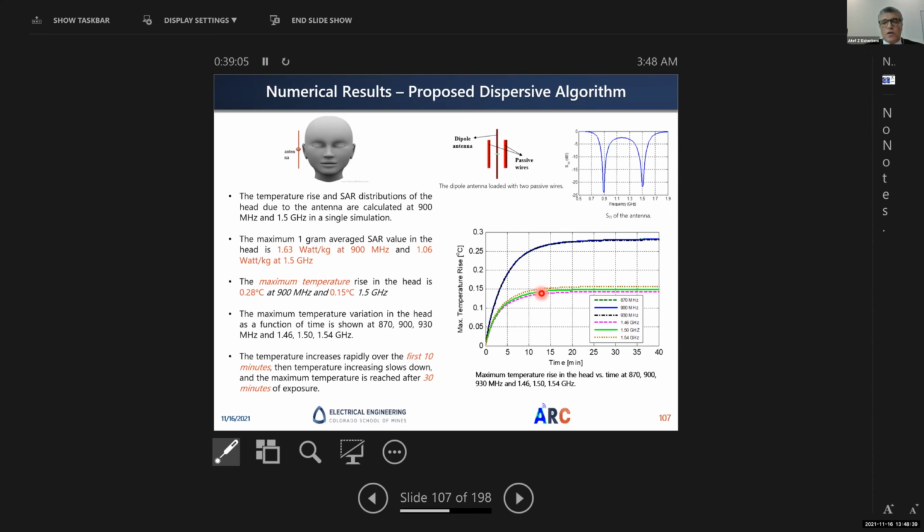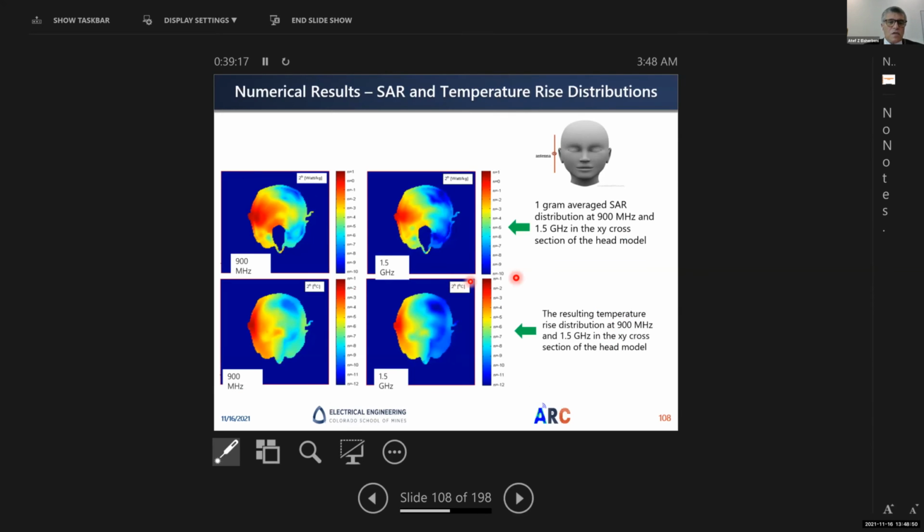You notice after about 25 minutes of exposure that everything settled down, and that's basically the temperature rise that you're going to see. To confirm this, you can see here the temperature distribution and also the SAR distribution inside the human head at 900 megahertz and at 1.5 gigahertz. Again, the depth of the strength is smaller at 1.5 gigahertz relative to 900 megahertz.